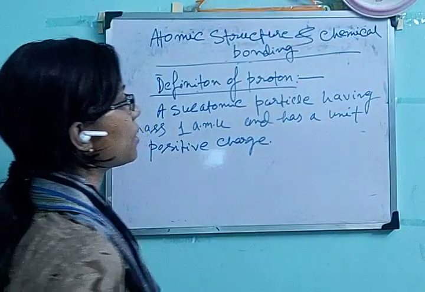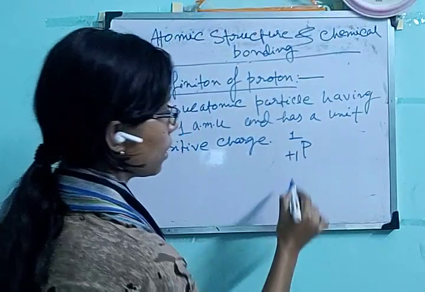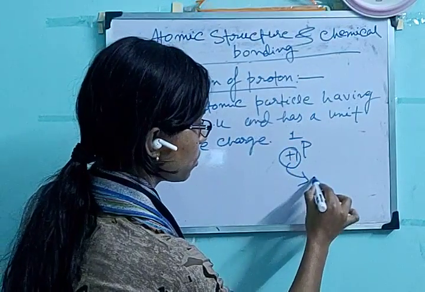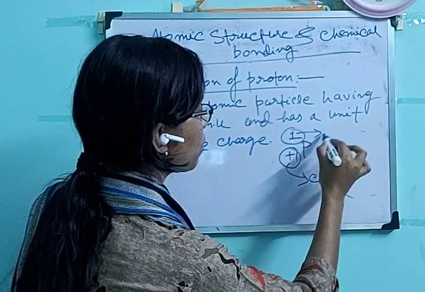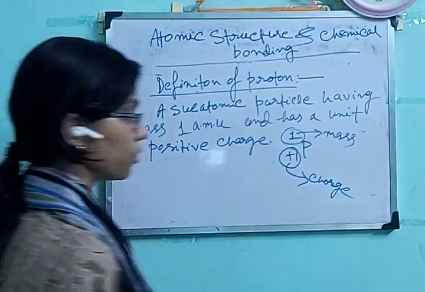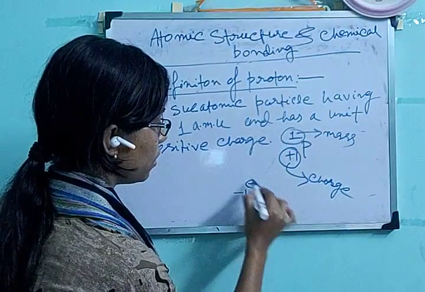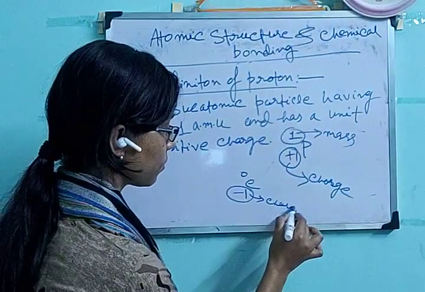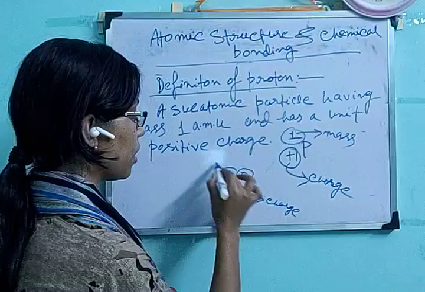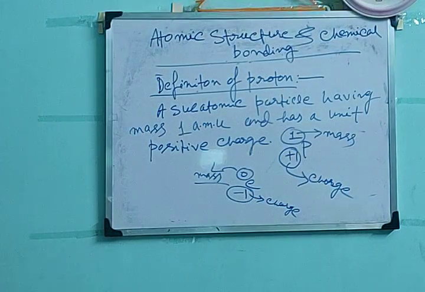So the proton is represented as +1 P 1. This +1 is the proton charge and this 1 is the mass of a proton. Similarly, the electron is represented as -1 E 0. This -1 is the charge of the electron and this 0 is the mass of the electron. So this is the definition of a proton.